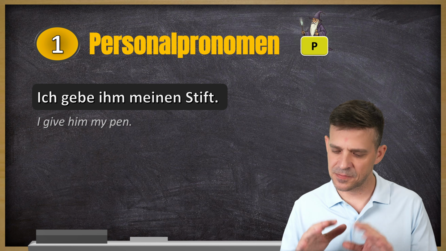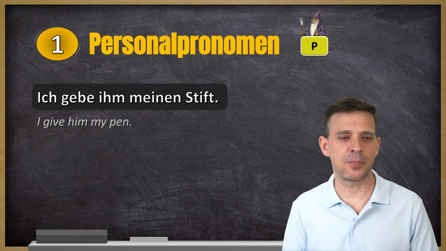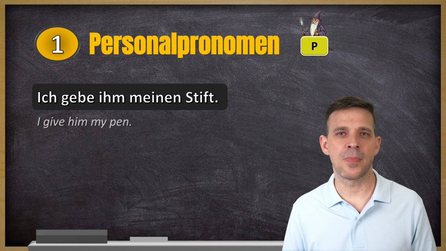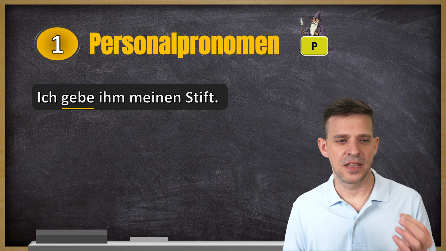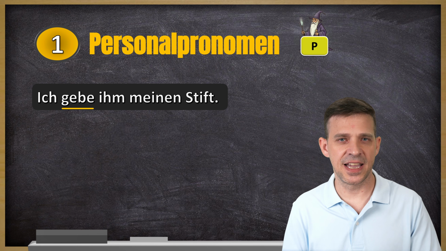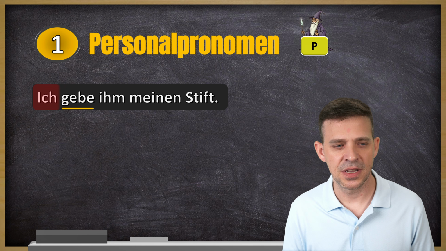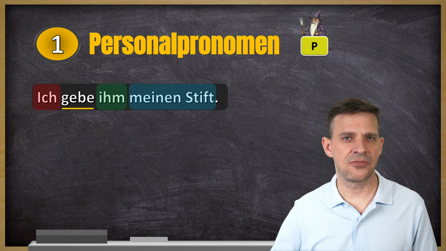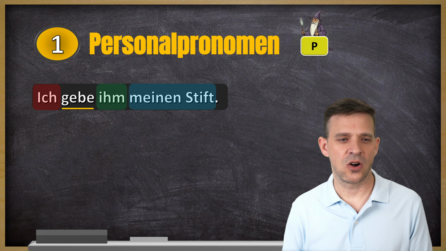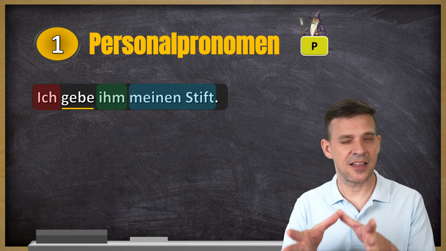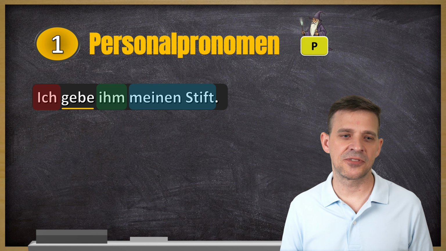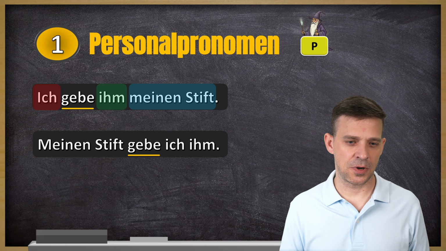An example sentence, a pretty easy, simple example sentence. Ich gebe ihm meinen Stift. I give him my pen. Here we have, of course, the king in second position, das Verb. Subject in the first position, ihm, Dativ Personalpronomen, in the third position, so right after the king, and then a direct object in Akkusativ, meinen Stift, after the Personalpronomen.